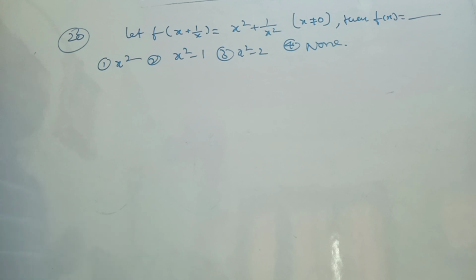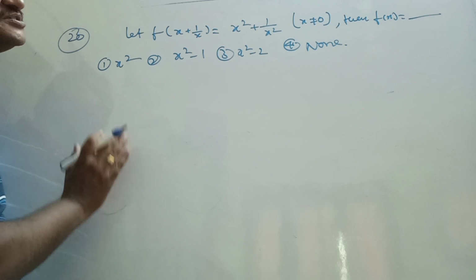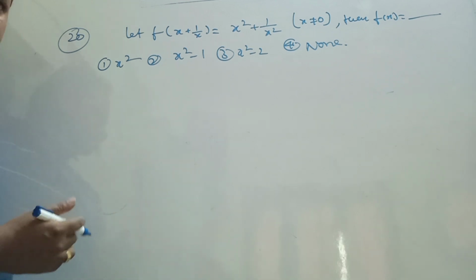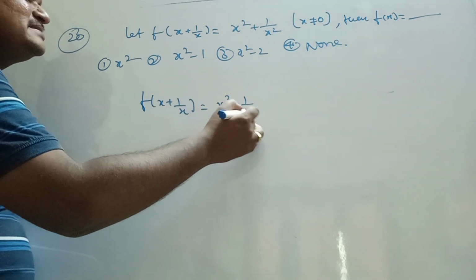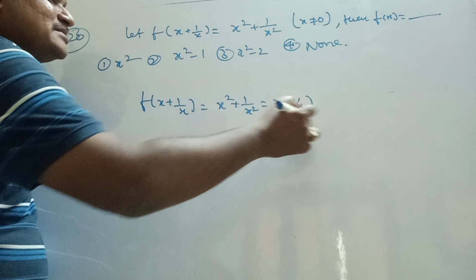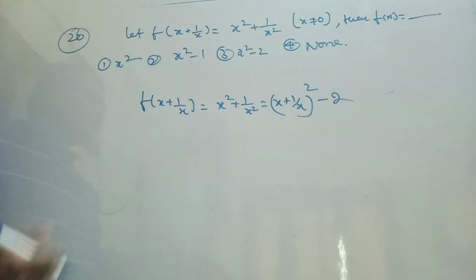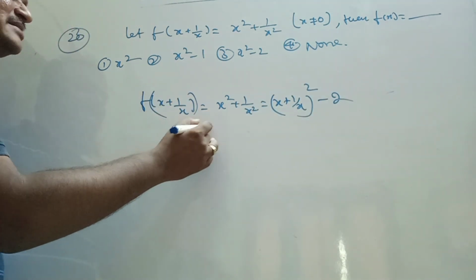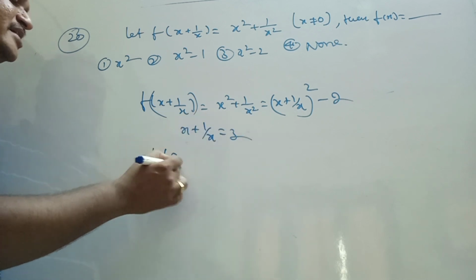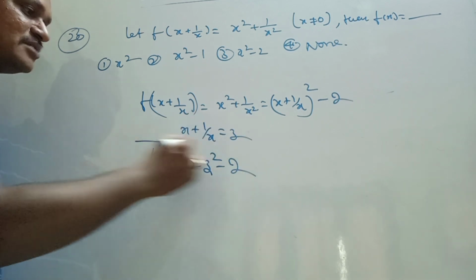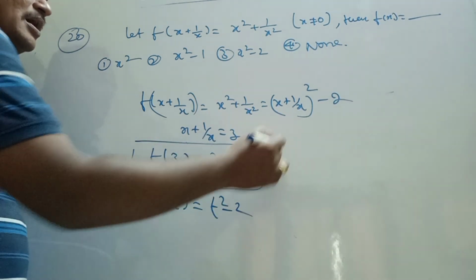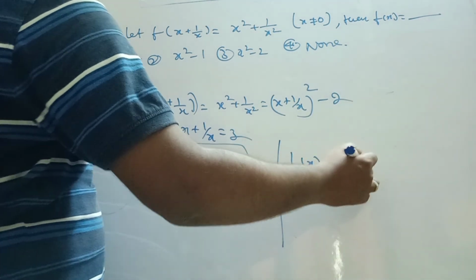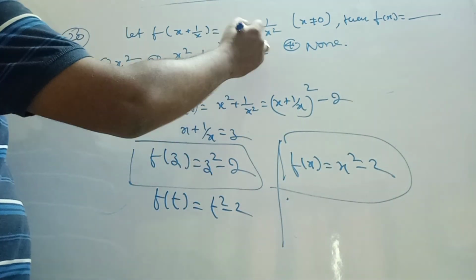See this problem, the last problem, the 20th one. F of x plus 1 by x equals x square plus 1 by x square, x is not equal to 0. Then f of x equals what, they are asking. See, my dear students, this x square plus 1 by x square, we can write nicely as x plus 1 by x whole square minus 2. That means if you take x plus 1 by x as z, then f of z is equal to z square minus 2. After all, this is just a variable. We can take even f of t, that is nothing but t square minus 2. Or you just replace it by x also: f of x equals x square minus 2. This is the function. Therefore, the third option is correct.